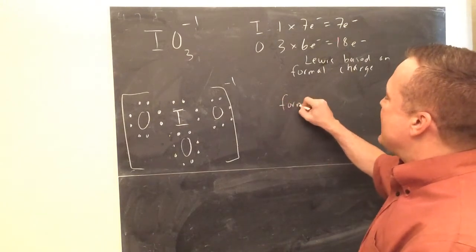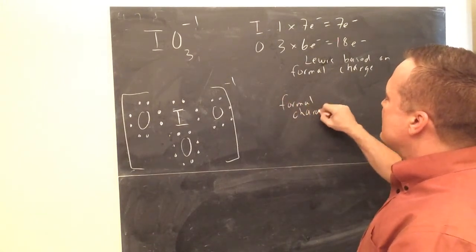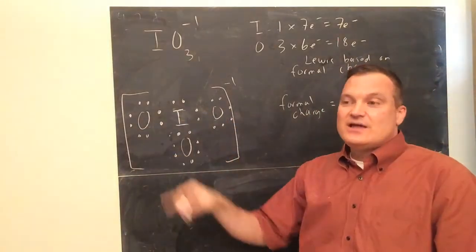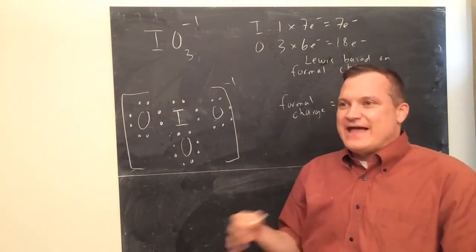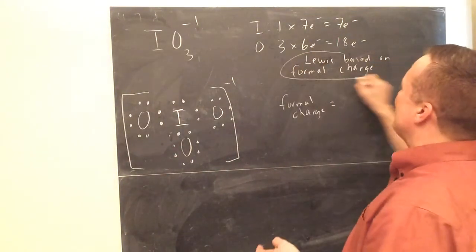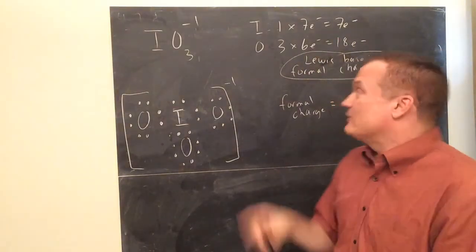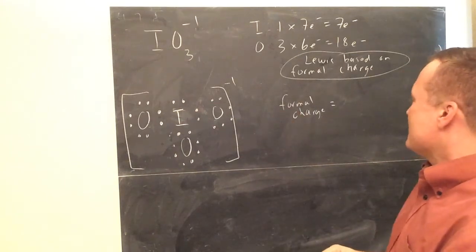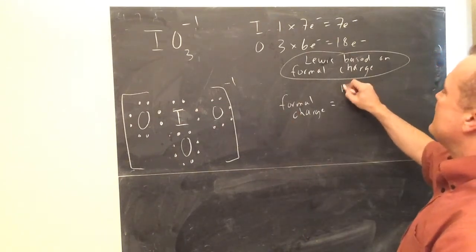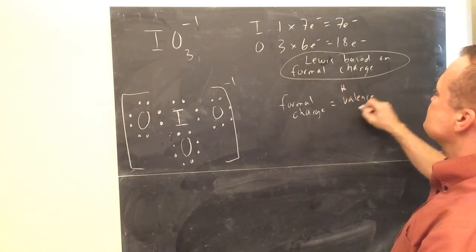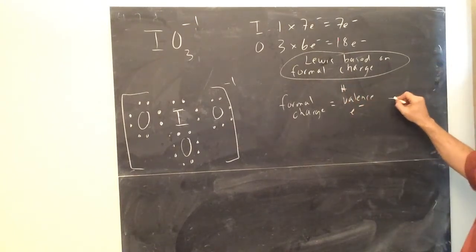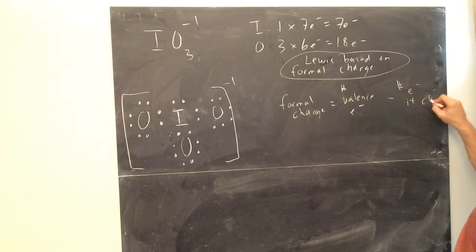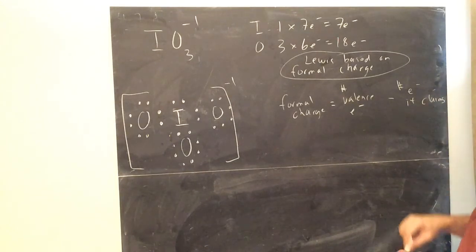The formal charge of an atom. Now, formal charge is not the ionic charge, but it's the charge of an atom in a covalent molecule. A charge given to help better describe bonding or the type of molecule you'll have, whether it's single or double or triple or whatever, and who's bonded to who. Formal charge is equal to the number of valence electrons that an atom has minus the number of electrons it claims. That's the easy way to remember it.